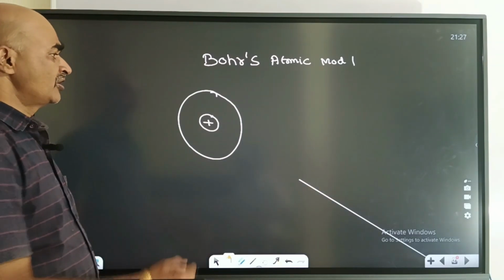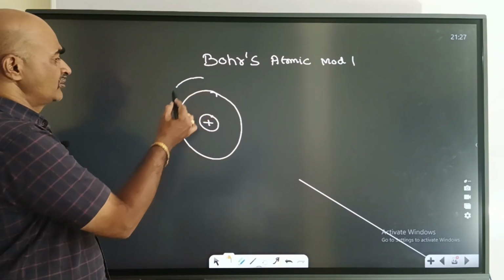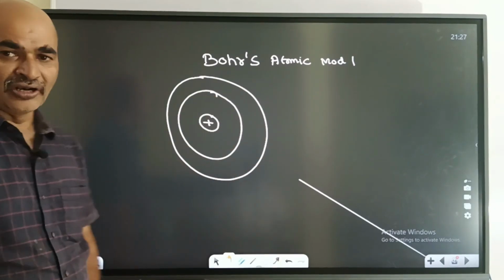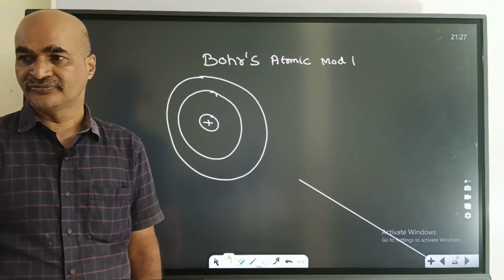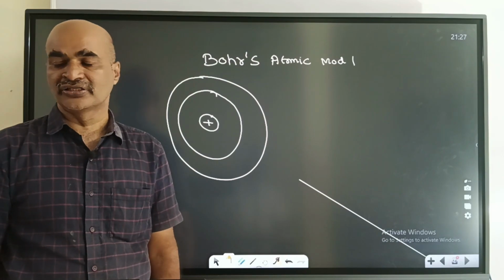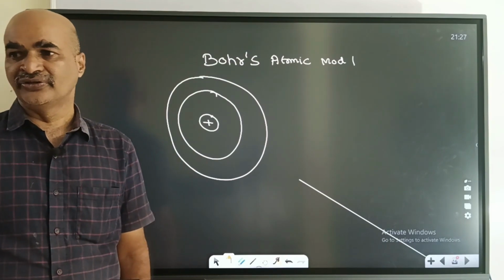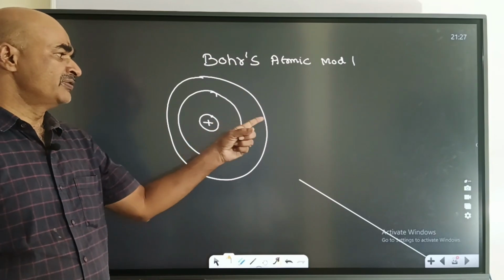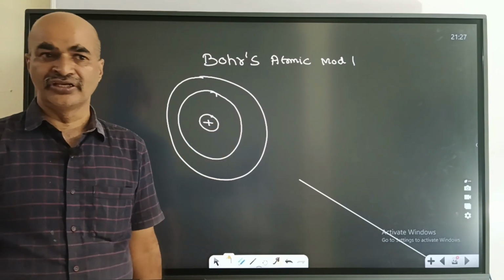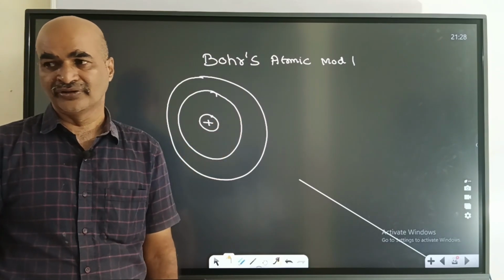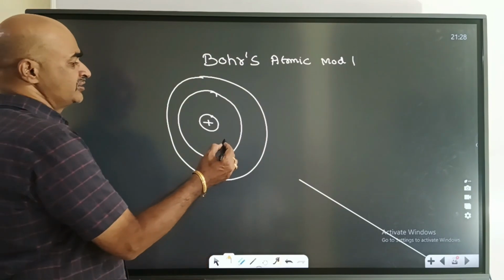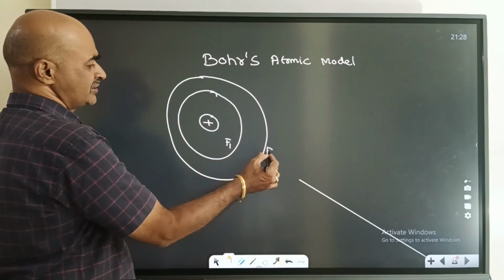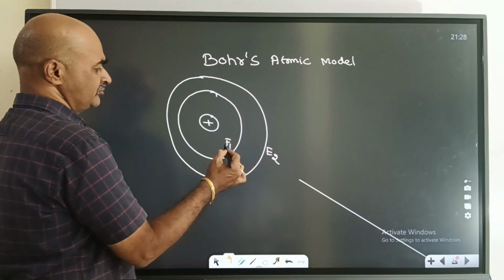As long as electrons revolve around the nucleus, they do not emit or absorb energy. So these orbits are called stationary orbits. The energy of the first orbit is E1 and the energy of the second orbit is E2.